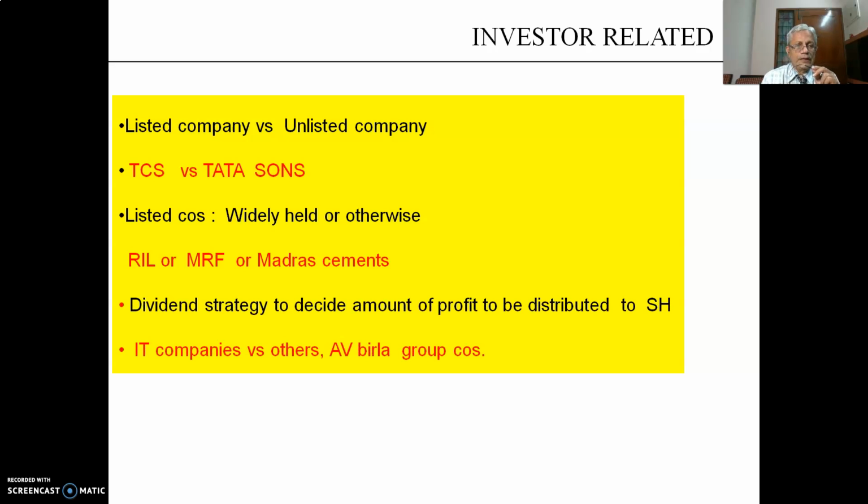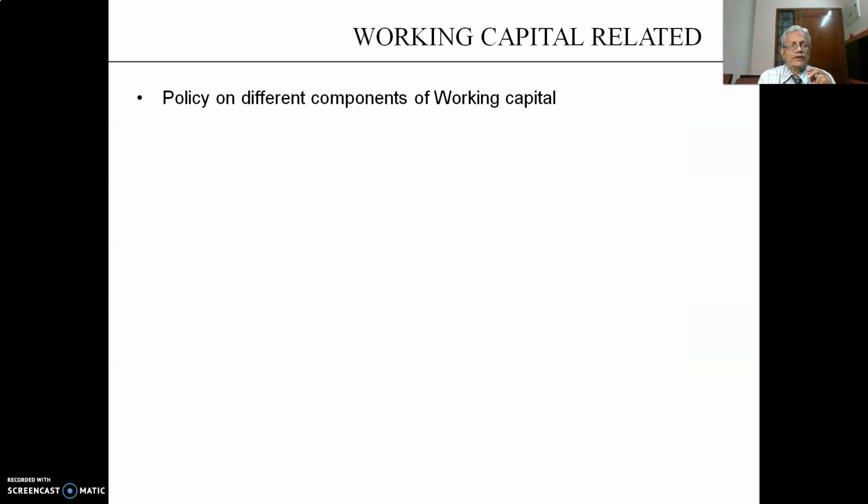Another interesting point on which the policy has to be addressed is what exactly your dividend disbursement policy is. That is, from the profit I am generating, how much dividend I should distribute to my various shareholders. If you take IT companies, they're quite liberal. In fact, every quarter they'll be dispersing dividends also. Whereas many traditional companies are very conservative in dividend disbursement.